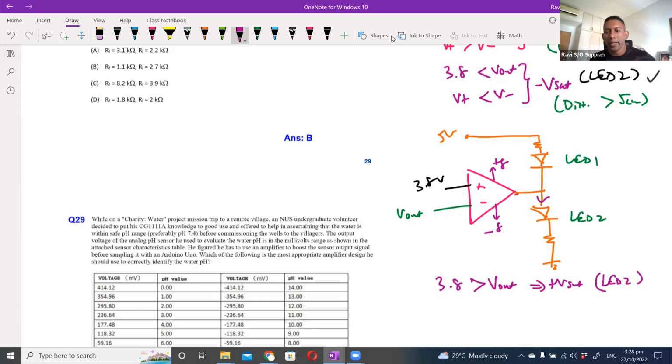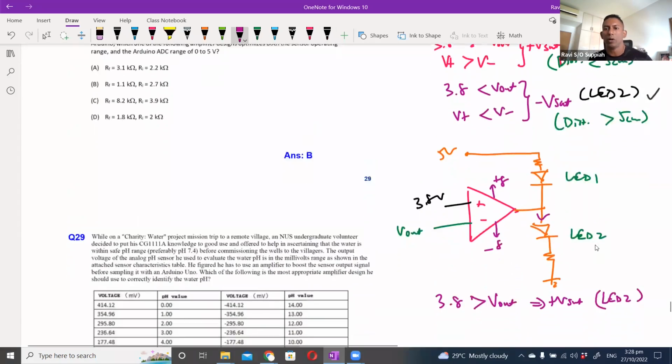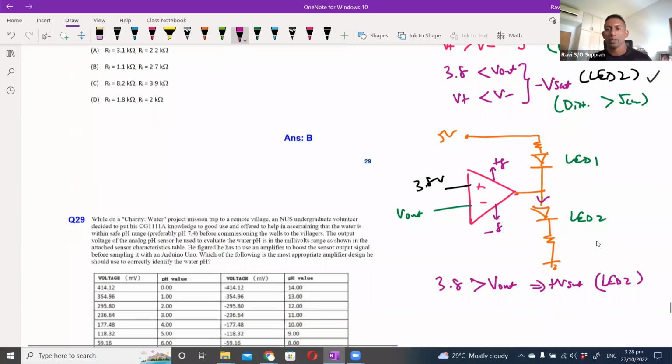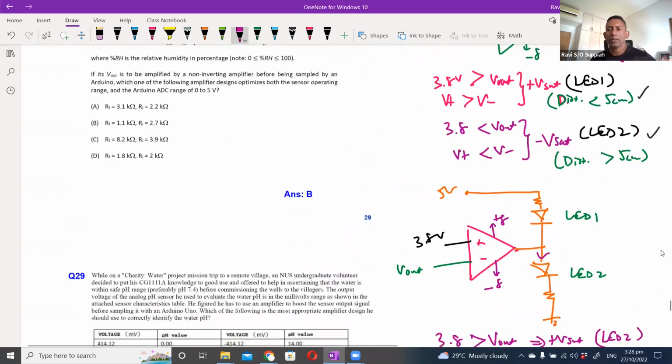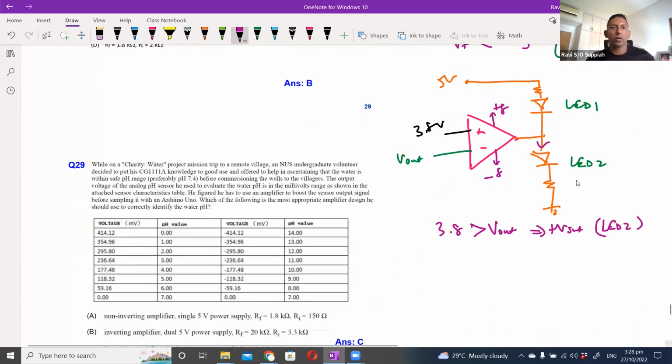Now this is already wrong, correct? Because your LED 2 should only light up when your V out is greater than 3.8 volt. That means greater than 5 centimeter. So this is already wrong, so you know it's not correct. But if you take the other situation, 3.8 is smaller than V out, which means you will go to negative V set.